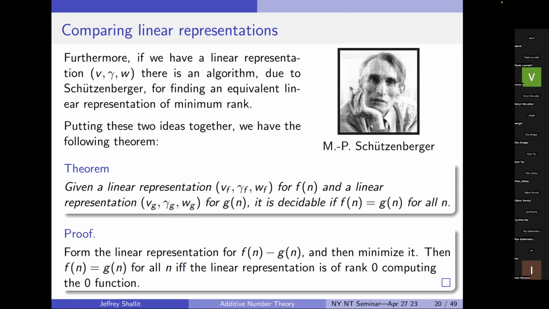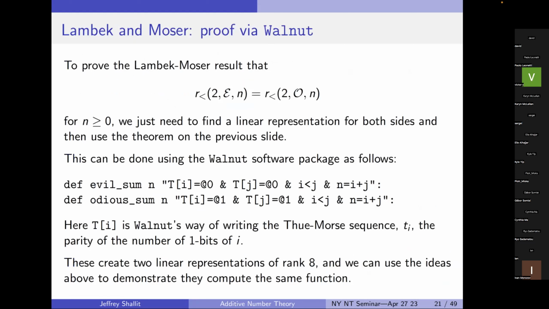One of my students wrote some Maple code for that. So you just do it and you see, is it zero? It tells you they're the same. Okay, so now we can prove the Lambek-Moser result just using automata theory, logic, and some linear algebra. We just need to find a linear representation for both sides and then use the theorem I just talked about.